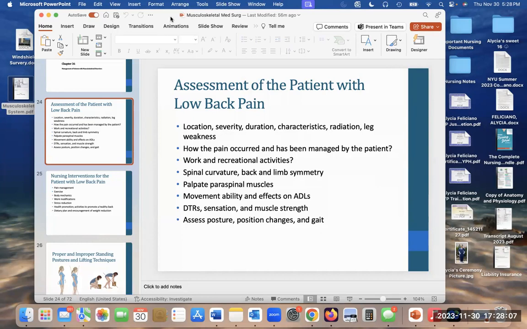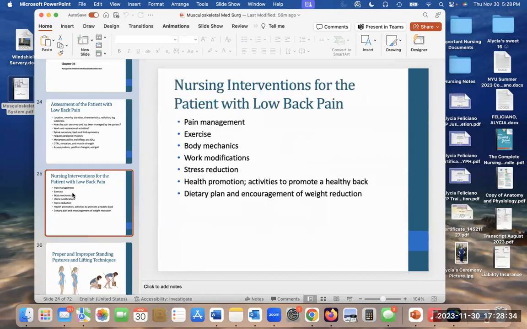And we also want to assess, like I said, how it affects their mobility, right? How it affects their activities of daily living. Remember, that's very important to the assessment of the musculoskeletal system in general. And neurovascular status is the priority. So we're looking at sensations and muscle strength and whatnot. We also want to look at their posture, position changes, and gait, or their ability to move. That's going to let us know a lot about what's going on with the patient.